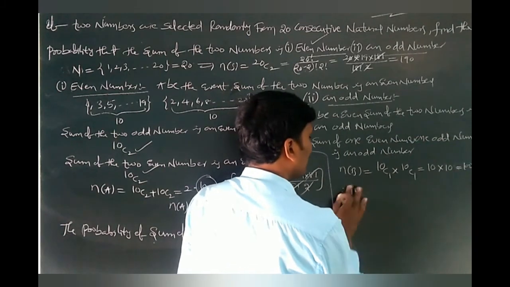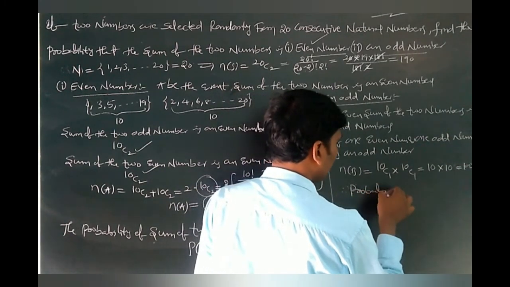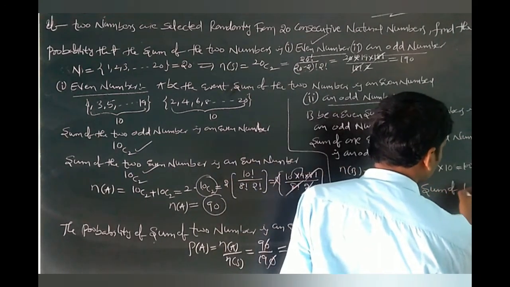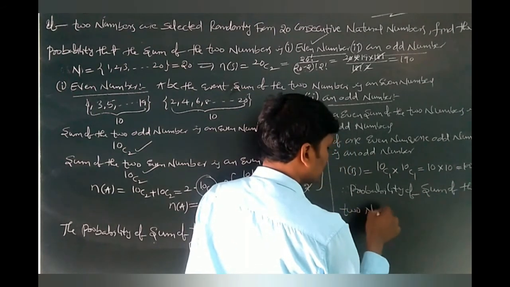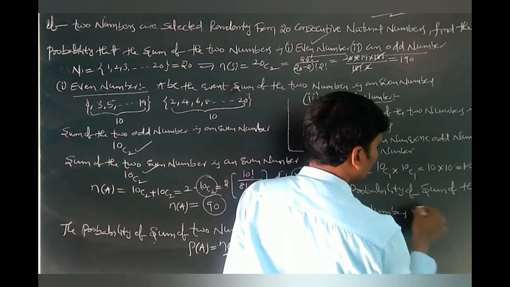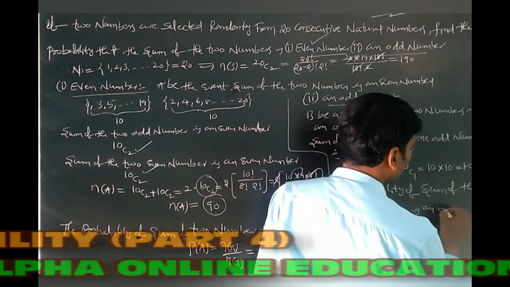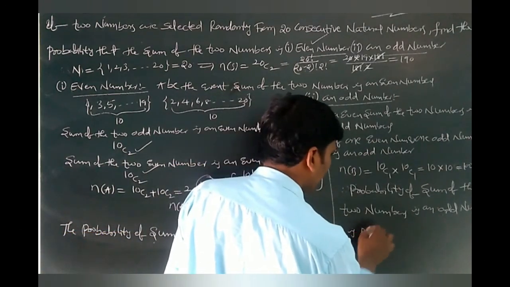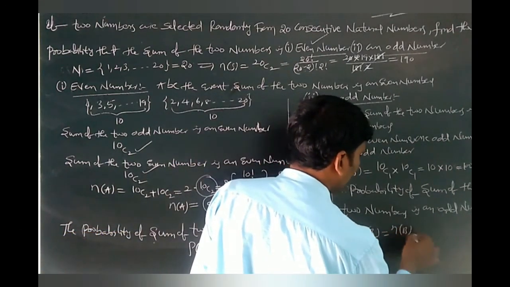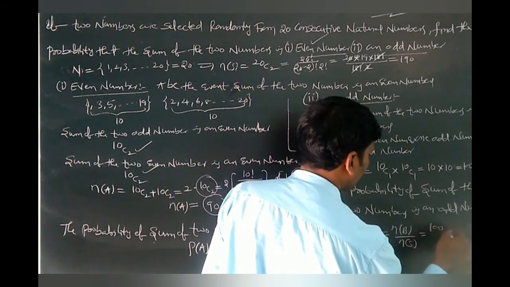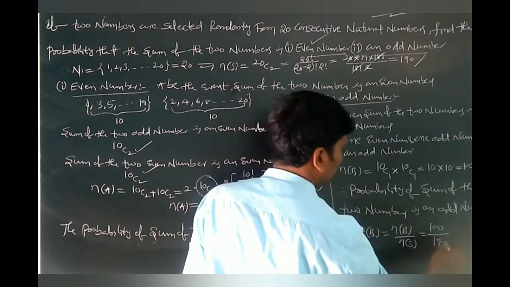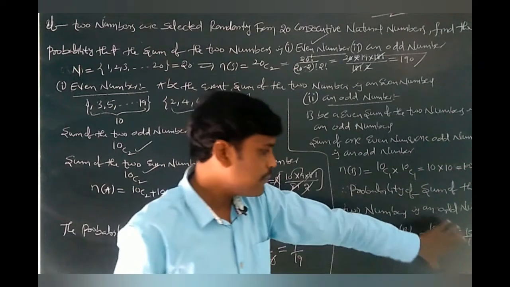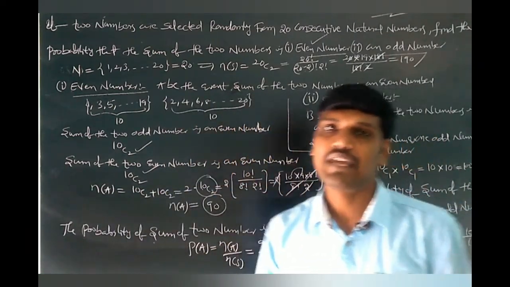Therefore, the probability that the sum of the two numbers is an odd number is P(B) equal to n(B) by n(S). n(B) value is 100, n(S) value is 190. You get 10 by 19. This is the probability that the sum of the two numbers is an odd number, and the earlier one is the probability that the sum of the two numbers is an even number.